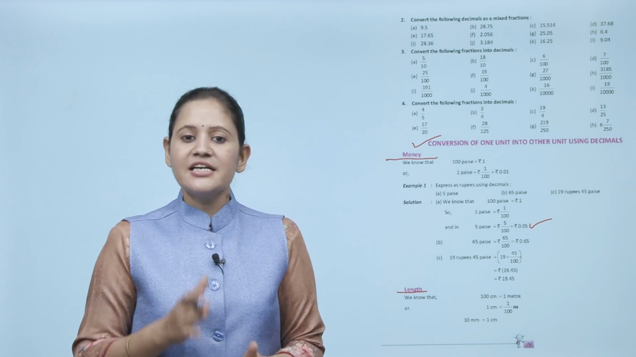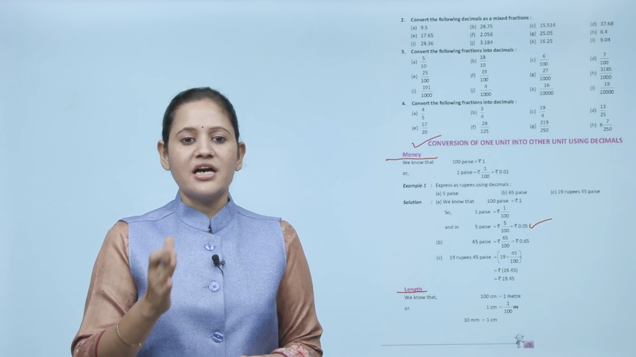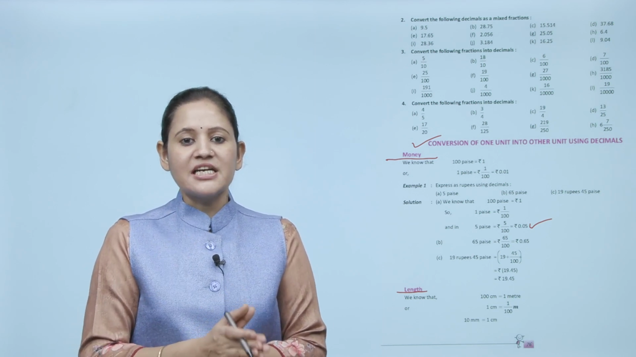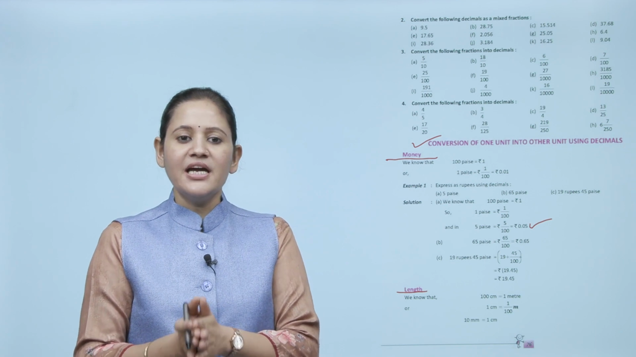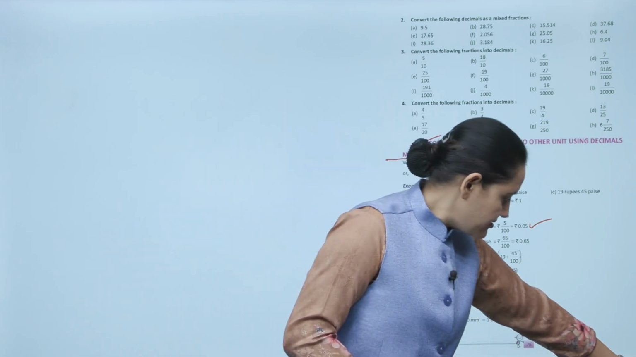Clear? Next is length. We know that 100 centimeter equals to 1 meter and 1 centimeter equals to 1 upon 100 meter. Means to convert centimeter into meter, we will divide by 100. 10 millimeter equals to 1 centimeter. 1 millimeter equals to 1 upon 10 centimeter. 1000 meter equals to 1 kilometer. 1 meter equals to 1 upon 1000 kilometer. We'll take an example. Express as meter using decimal. 5 centimeter we have to convert it into meter.